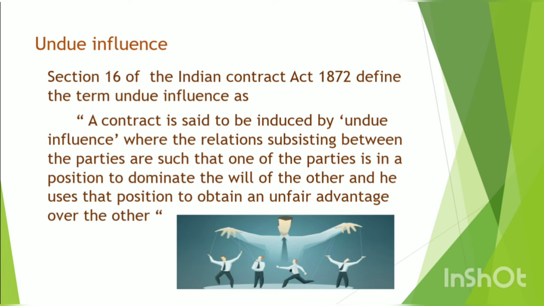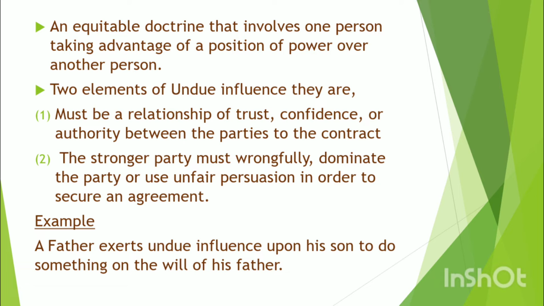Next concept is undue influence, mentioned in Section 16 of the Indian Contract Act, 1872. It defines the term undue influence as, a contract is said to be induced by undue influence where the relations subsisting between the parties are such that one of the parties is in a position to dominate the will of the other, and he uses that position to obtain an unfair advantage over the other. Undue influence means an equitable doctrine that involves one person taking advantage of a position of power over another person. The contract is made by the mental pressure of one party on another.